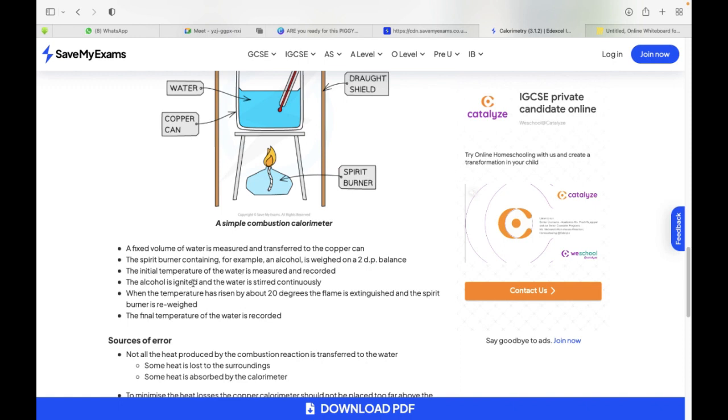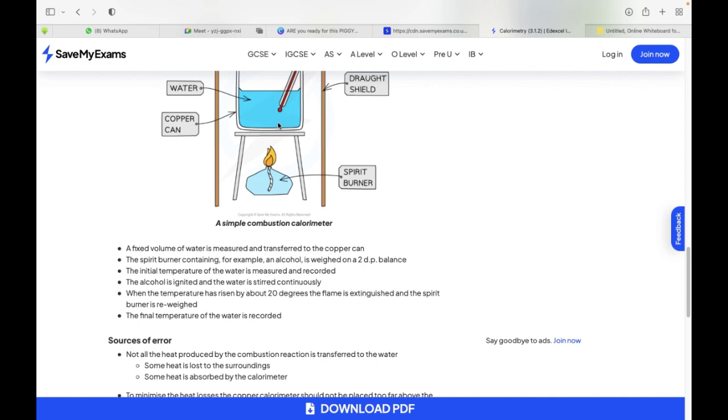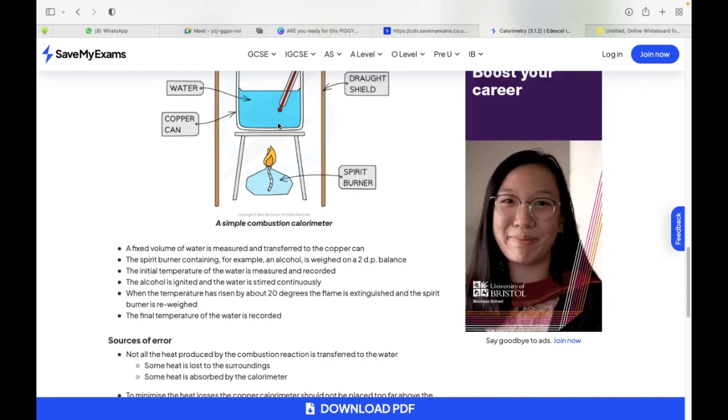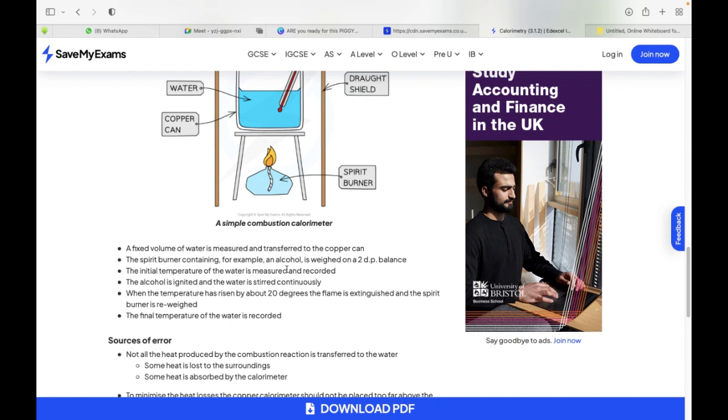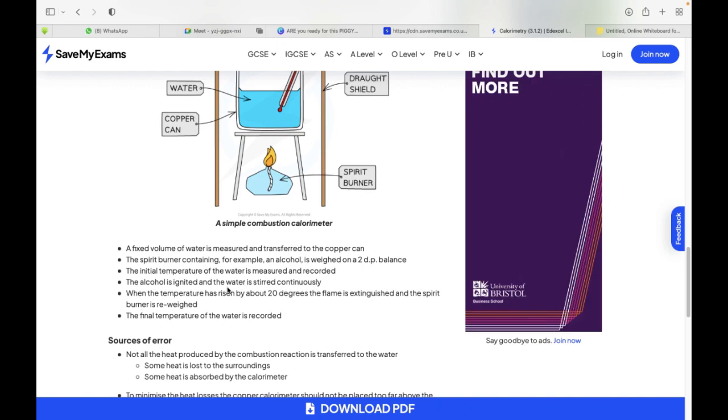Then the spirit burner containing, for example, an alcohol is weighed on a 2 dp balance. You weigh this one, and then we use it to supply the heat that is needed to get the experiment going. Then the initial temperature of the water is measured and recorded. First you measure the initial temperature of the water, and then you record it. Then the alcohol is ignited and the water is stirred continuously.